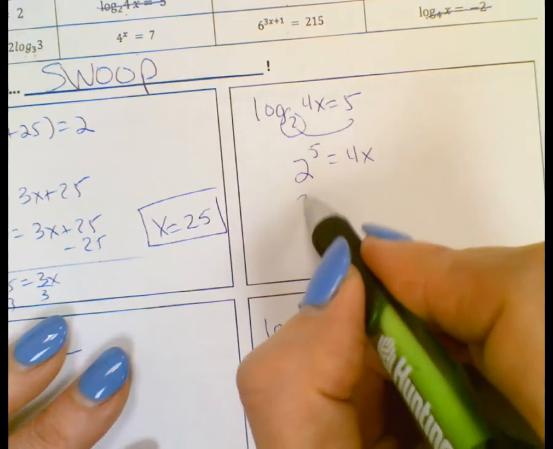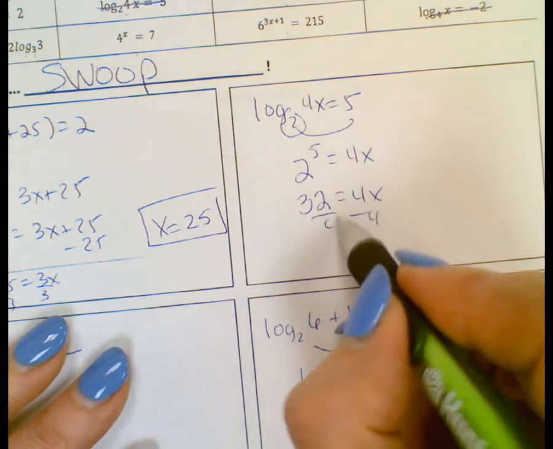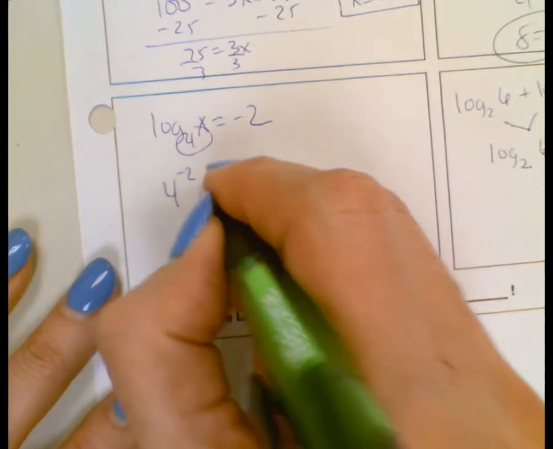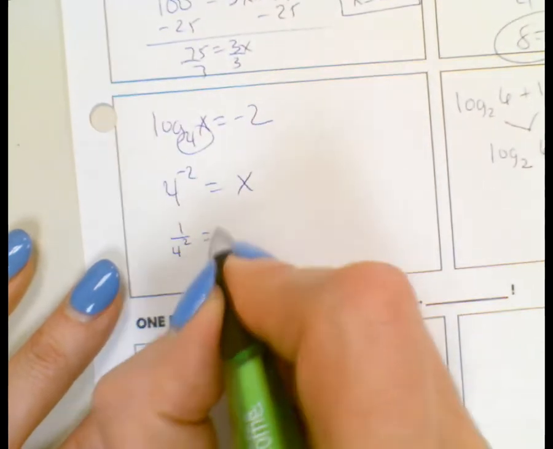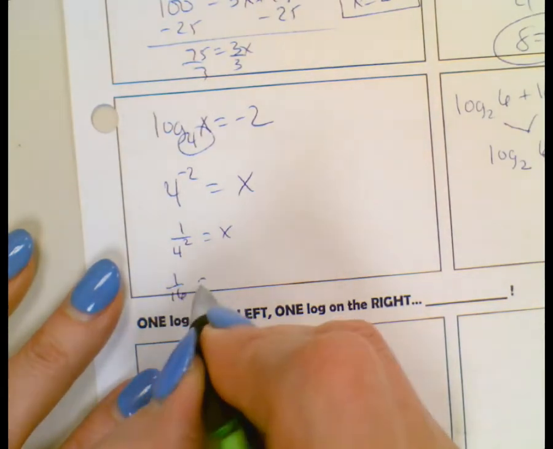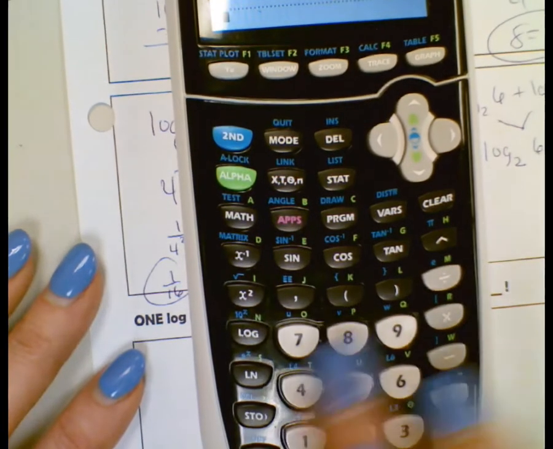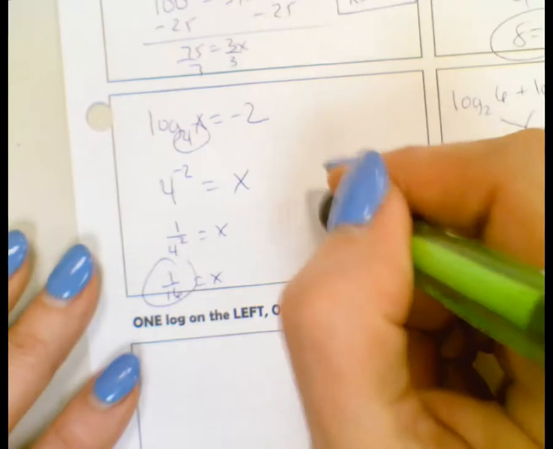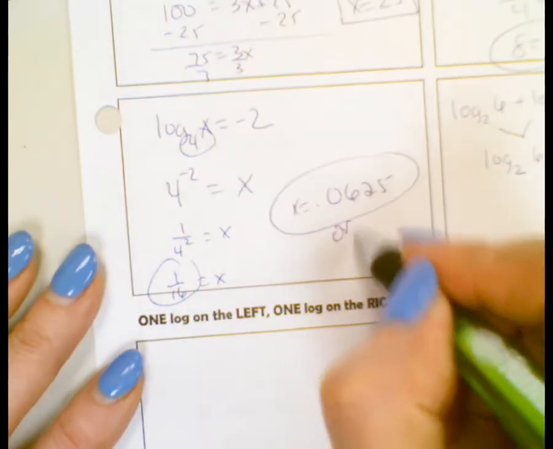2 to the 5th is 32. Divide by 4. x is 8. Swoop. 4 to the -2 equals x. 4 to the -2 is really 1 over 4 squared, which is 1/16. I don't care if you give me 1/16 or if you type in your calculator 4 raised to the -2 and get a decimal, 0.0625. I would also accept 0.0625 or 1/16.